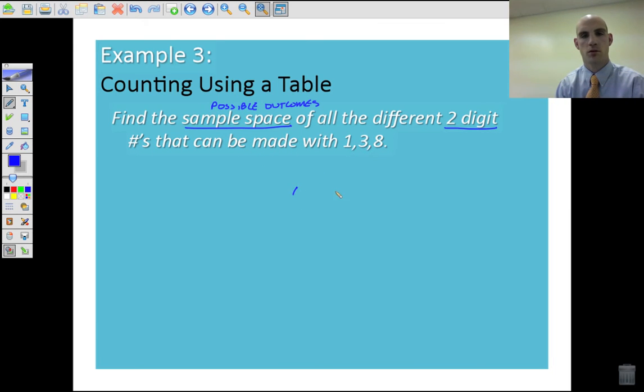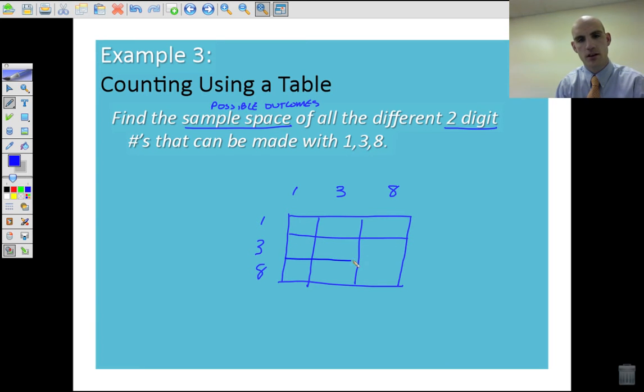Let's make a table. 1, 3, 8, 1, 3, 8. Do you see how this is a lot like that last problem that we did? Instead of having 6 sides to choose from, we only have 3 possibilities to choose from. And so when I draw this out, in this first box here, I'm going to have 11 because it's a 2-digit number. I use 1 from this column, 1 from this column.